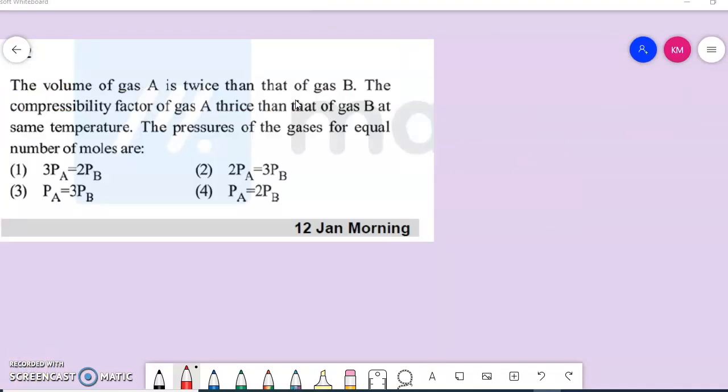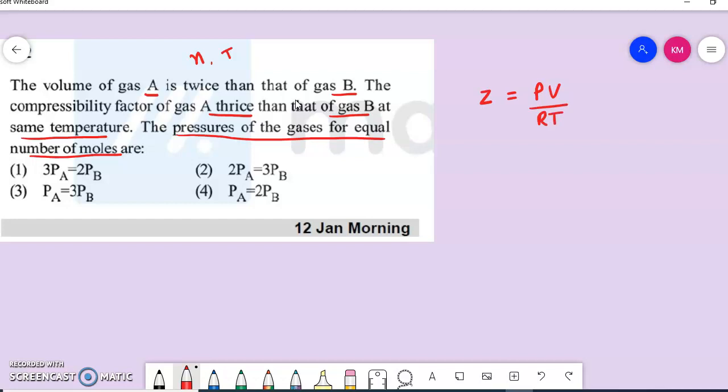Volume of gas A is twice that of gas B. The compressibility factor of gas A is thrice that of gas B at the same temperature. Temperature is the same. The pressures of the gases for an equal number of moles. Number of moles are the same and temperature is the same, means constant. So what is the formula of compressibility factor we have? Z is equal to PV by RT.